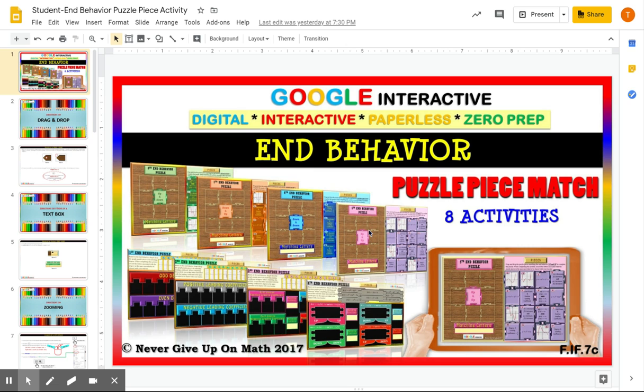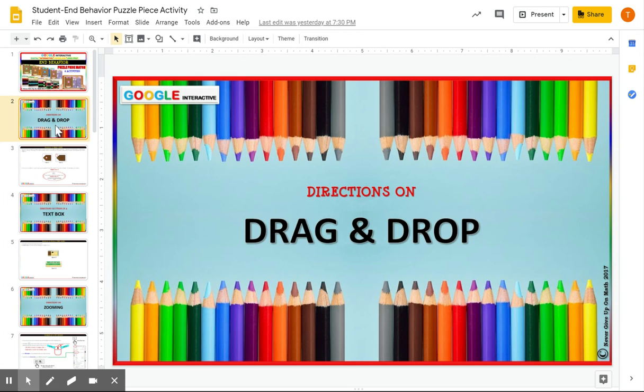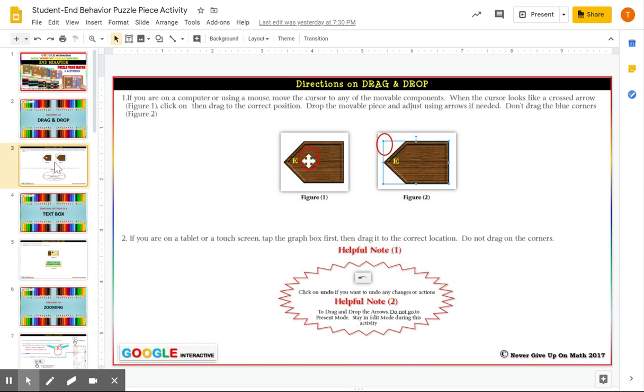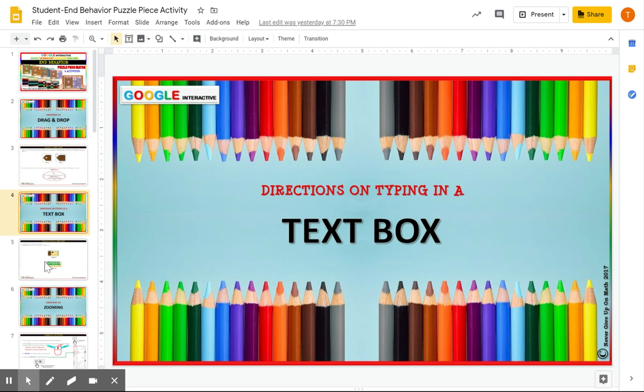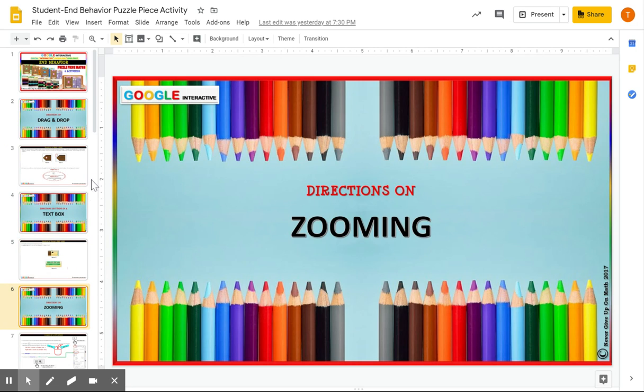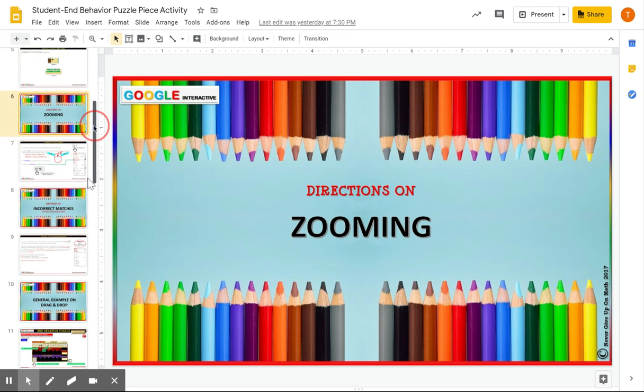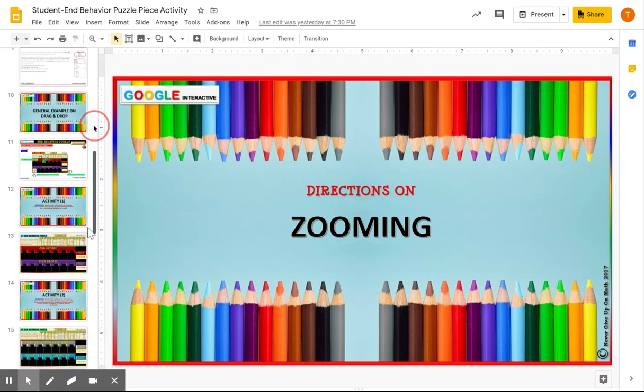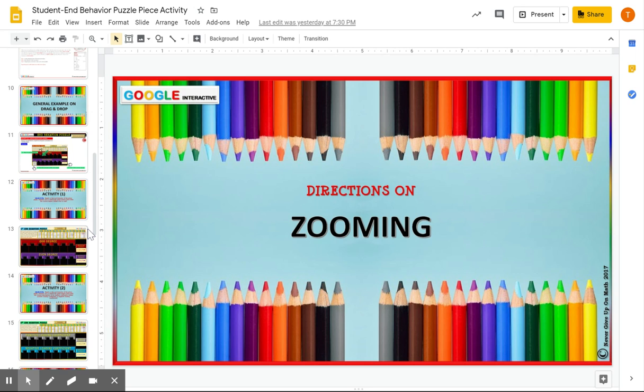All right, so let's take a look at today's activity. So here on the left, you have all these instructions. The first 10 slides are instructions. So if you're confused about how to move the stuff around, then you need to read the instructions. The instructions are really helpful for how you navigate this activity. So I'm going to scroll down because I'm not going to go through the instructions.